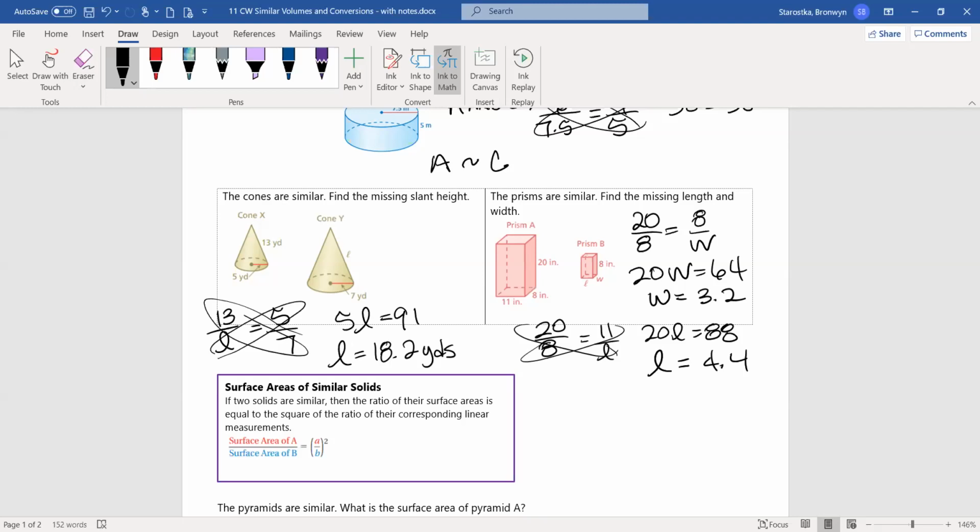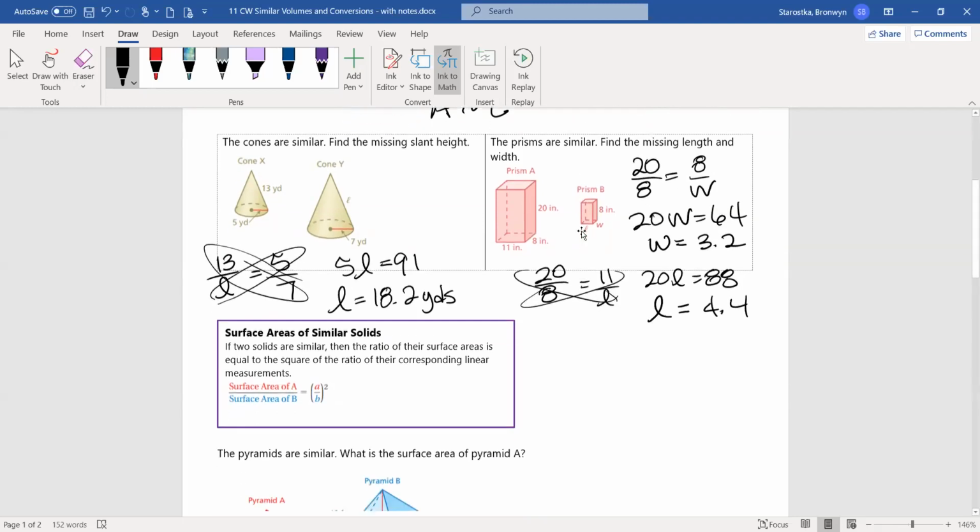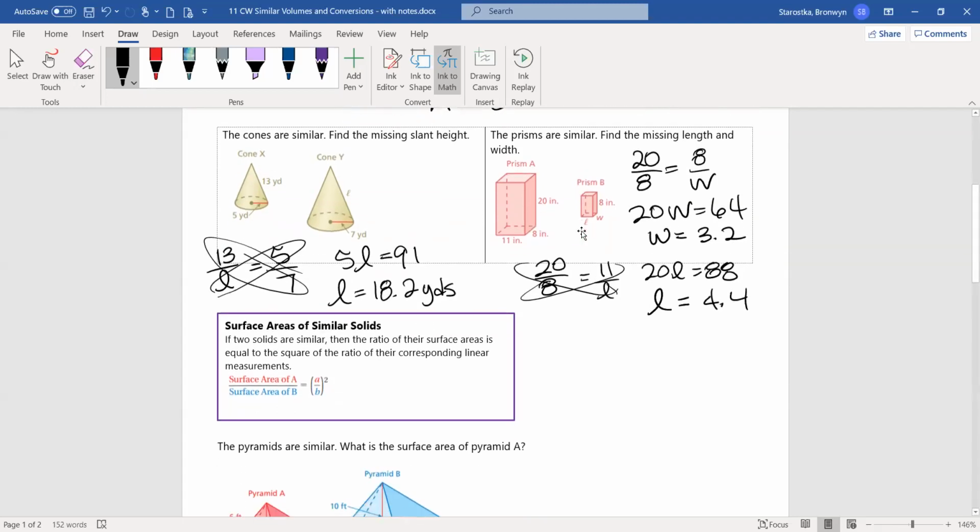Surface areas of similar solids. If two solids are similar, then the ratio of their surface areas is equal to the square of the ratio of their corresponding linear measurements. So again, area over area, if we're talking 2D, surface area over surface area if it's a three-dimensional shape. But again, A over B squared is just our R squared.